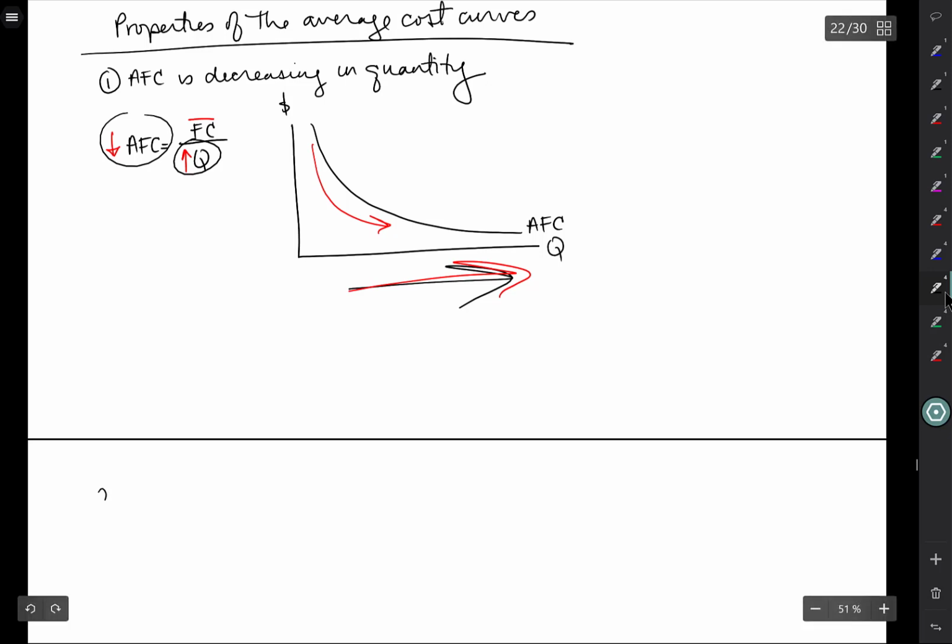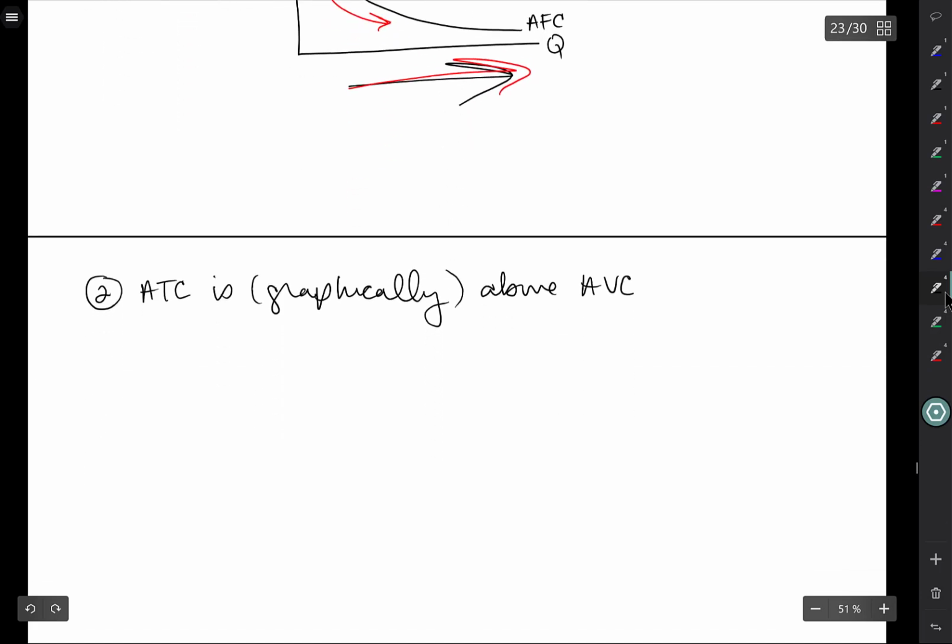So the second one is, let's see, ATC, and I'm going to emphasize graphically, ATC is above AVC. That should make sense, right? Especially graphically. Why? Because we know that average total cost is equal to average fixed cost plus average variable cost. So of course average total cost is going to be above AVC, assuming fixed cost exists. If fixed costs are zero, then they're technically the same curve. But we're going to assume that fixed costs are non-zero, especially because we're in the short run.